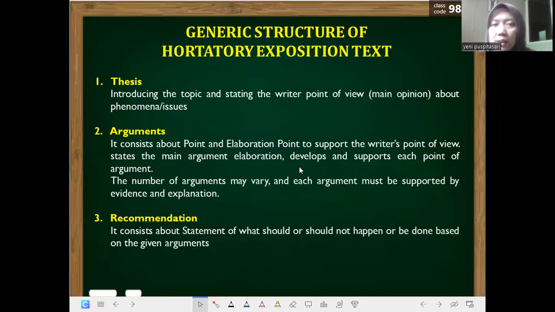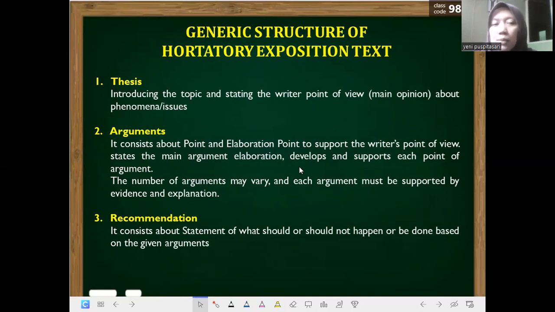Okay, and then how about generic structure of hortatory exposition text? The first one is thesis. Thesis in hortatory exposition text has the same point with analytical exposition text. For a thesis, introduce the topic and state the writer point of view. Same with analytical exposition text.